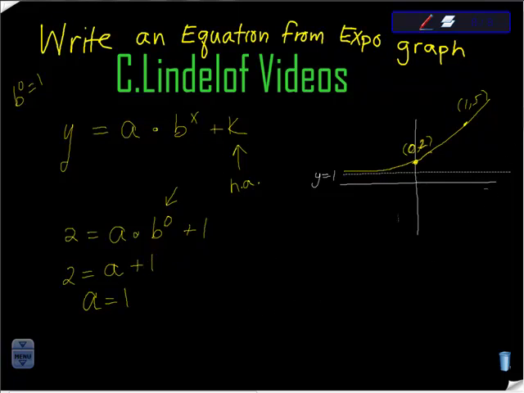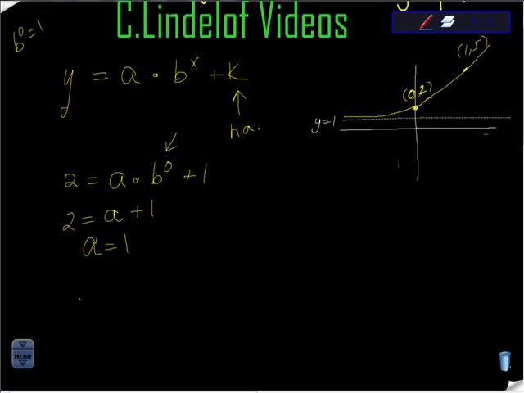I'm going to rewrite my equation again. And I'm going to say now I know that we have y is equal to a is 1, times b to the power of x, plus we already saw that the k value was 1, plus 1. Right? 1 times b to the x power is just b to the x power, isn't it? But if you look, it gets kind of weird because you're like, okay, well, how am I going to find my b value? Well, it's not terribly bad.